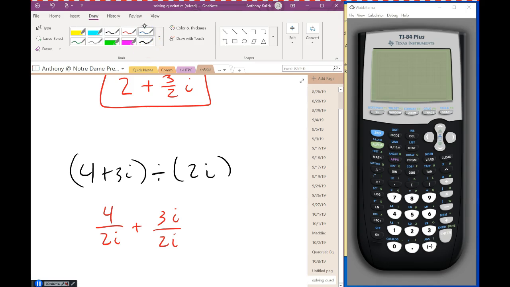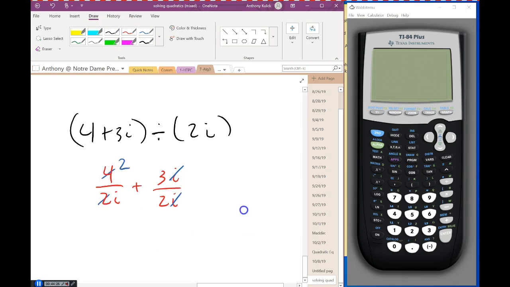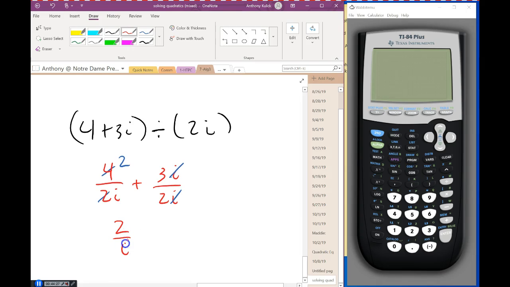So I notice on this fraction, the 4 and the 2 can reduce. And on the second fraction, the i's can reduce. So then I'd have 2 over i plus 3 over 2. Is this, though, written as a complex number? No. What's the problem? The i is in the denominator of my fraction.